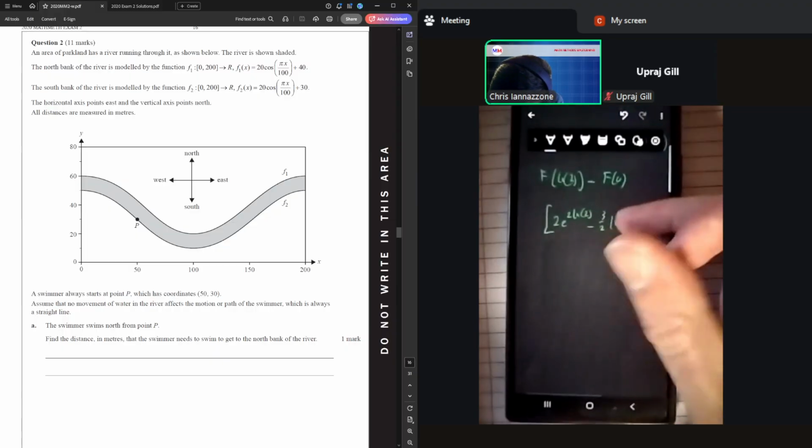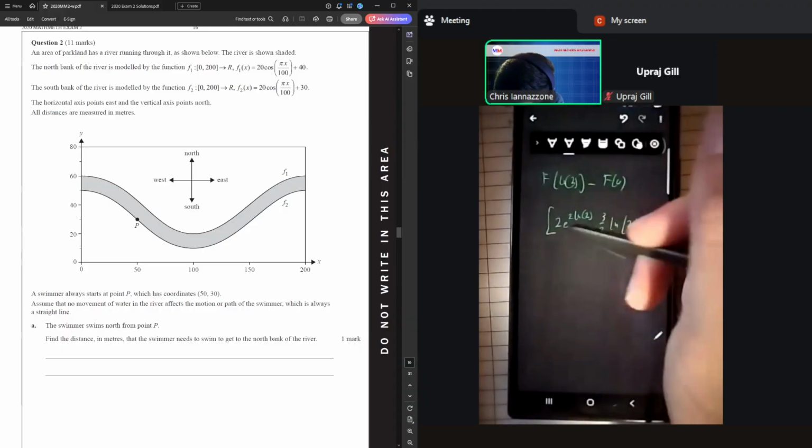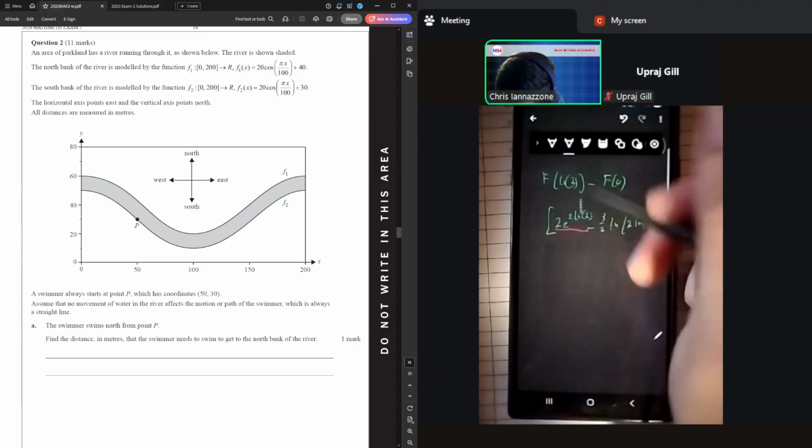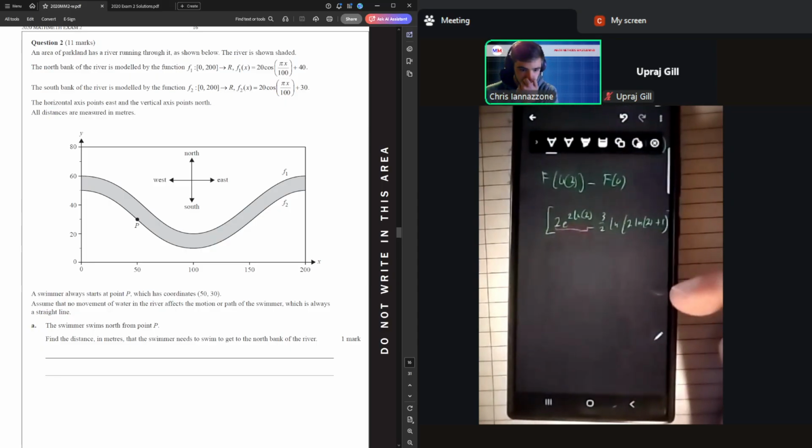So, now to simplify from here. There's a specific rule that we can use to simplify this one. Any ideas?